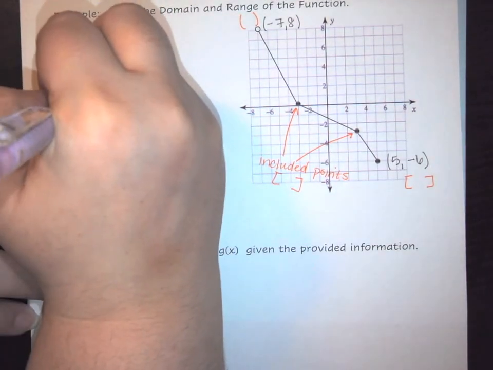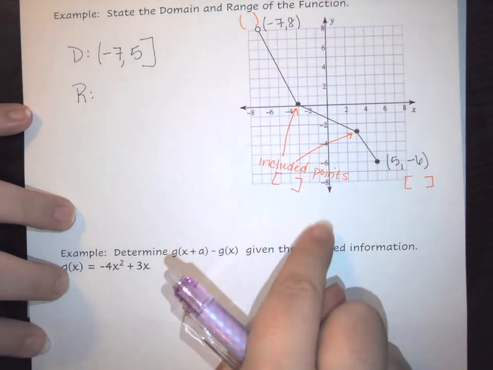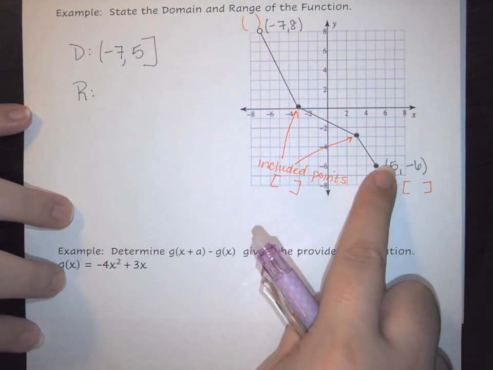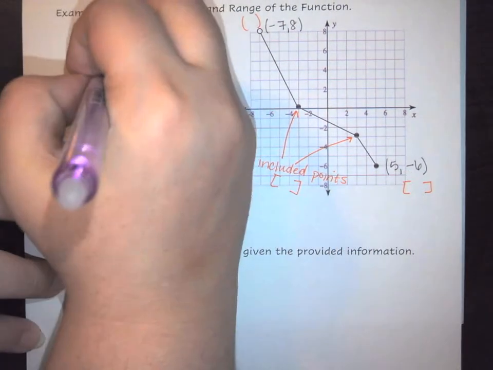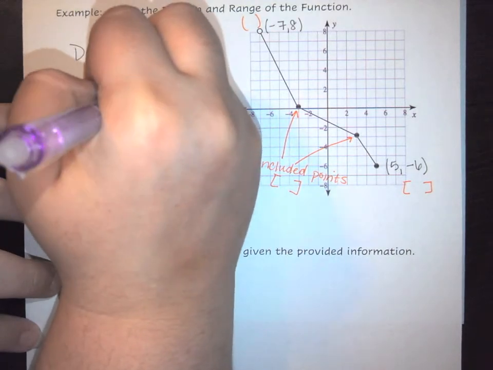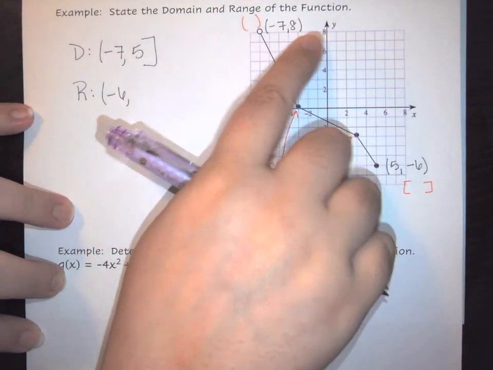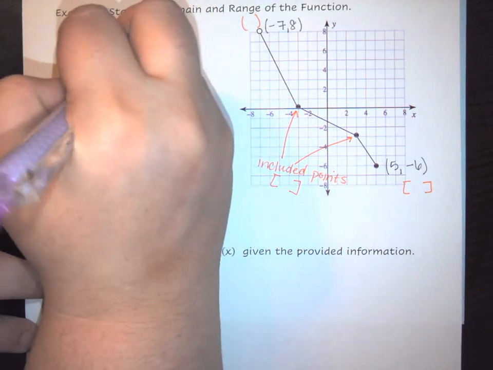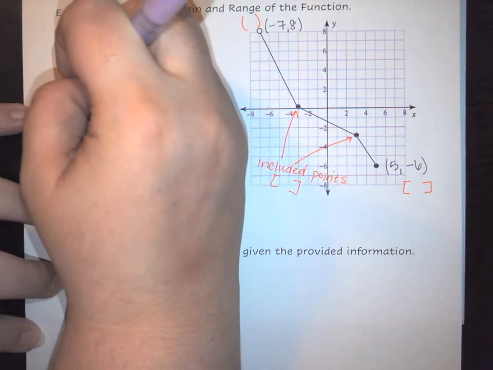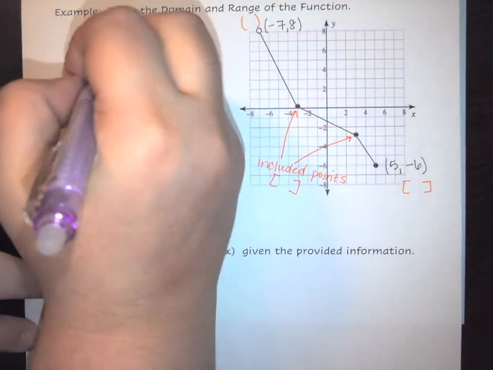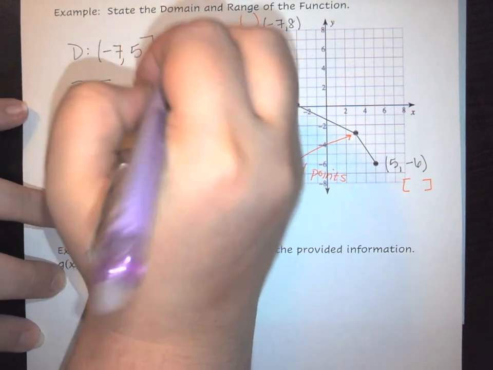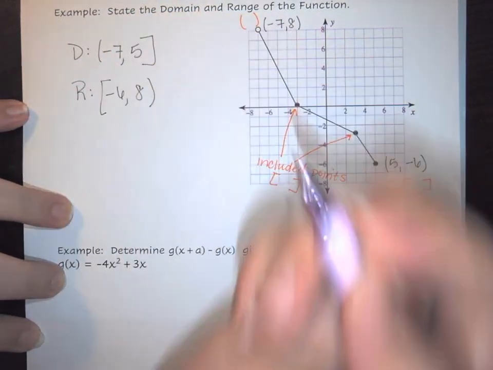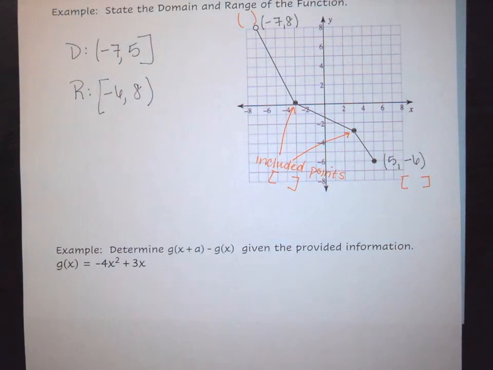My range is the same idea. I'm going to start with the most negative y value, which is going to be here at -6. I'm going to travel up until I get to my highest y value. Sorry, it's not a parenthesis. This right here is a bracket. All the way up to 8, which is my parenthesis. Okay, domain and range.